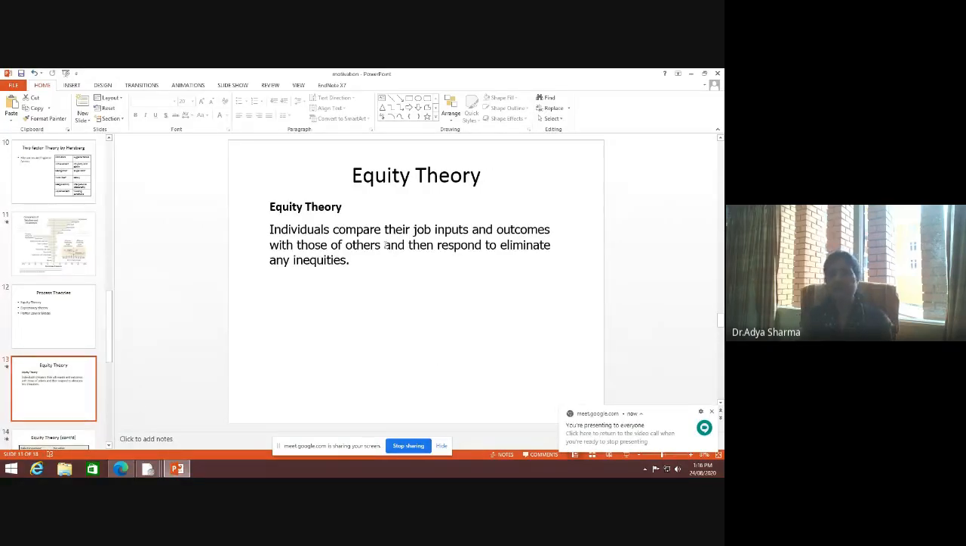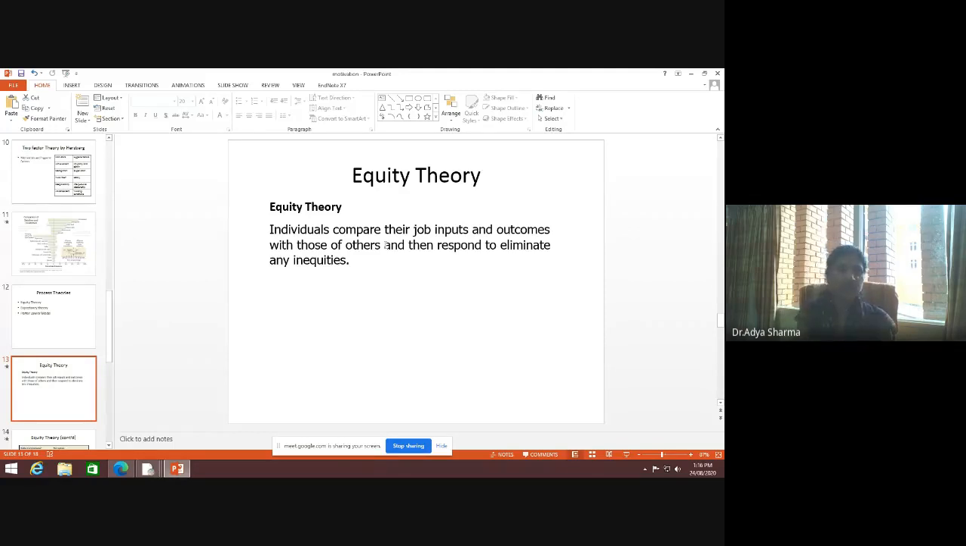Now, I really like this theory. I find this theory to be the crux of most of the things that happen in life, our behavior, the way we interact with people, the way we develop our attitudes, our perceptions are formed. And let me explain this. So this theory, if you look at the definition, it says individuals compare the job inputs and outputs with those of others and then respond to eliminate any inequities.